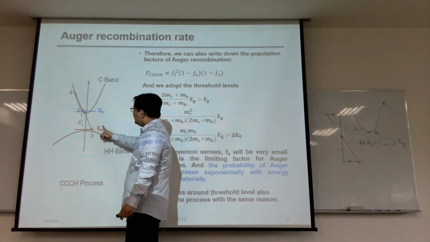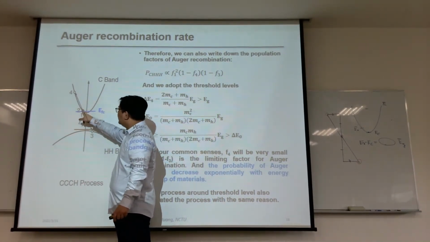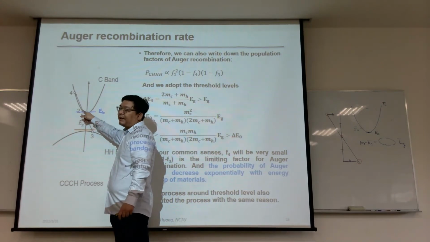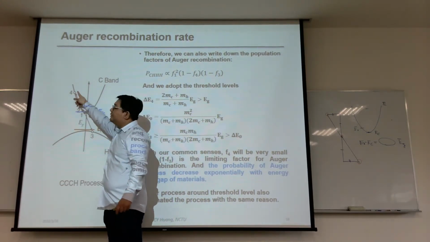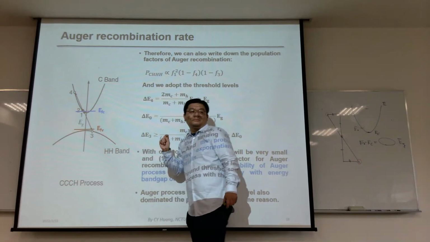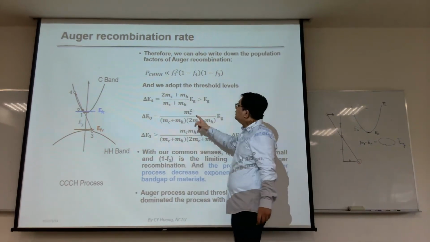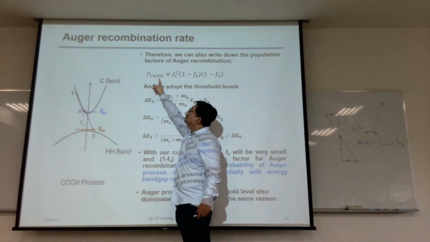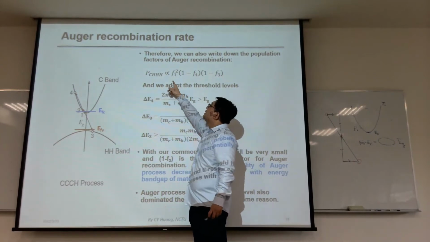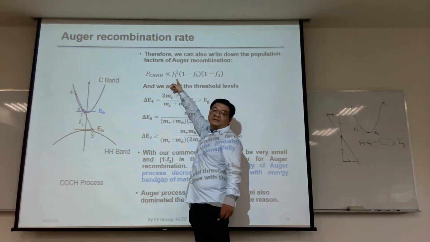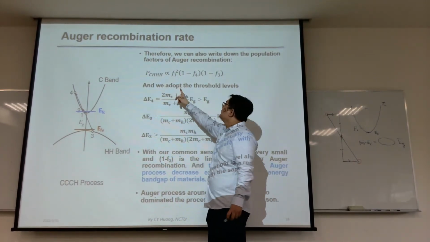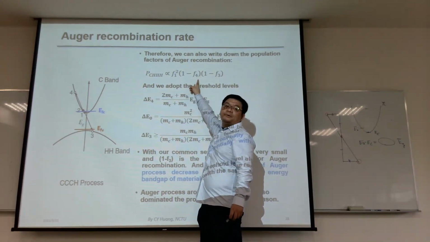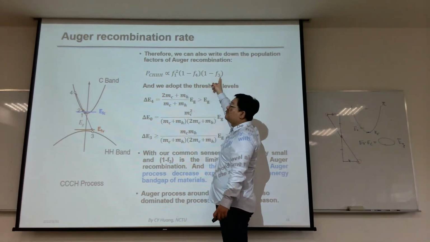Okay, so you need this level to be occupied, and the end level to be vacant. So this recombination rate should be proportional to F1 squared times 1 minus F4 times 1 minus F3.